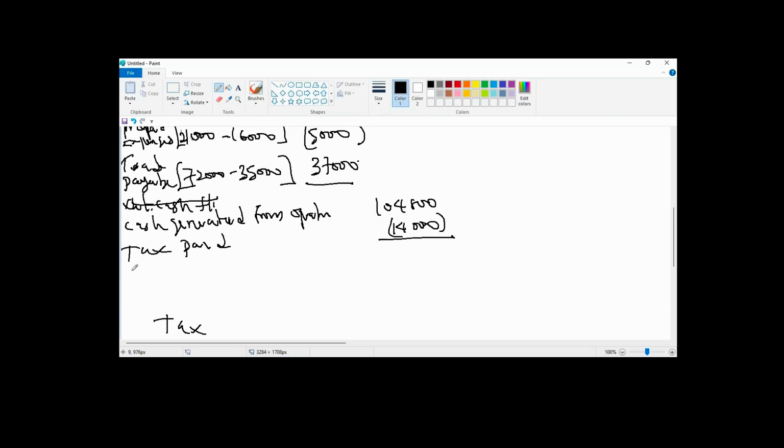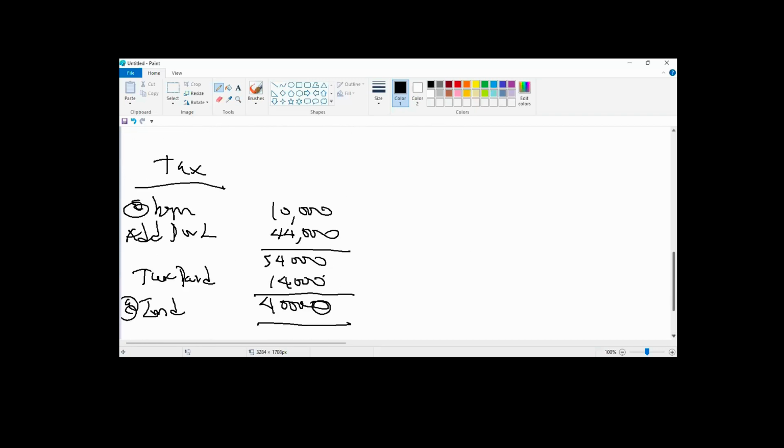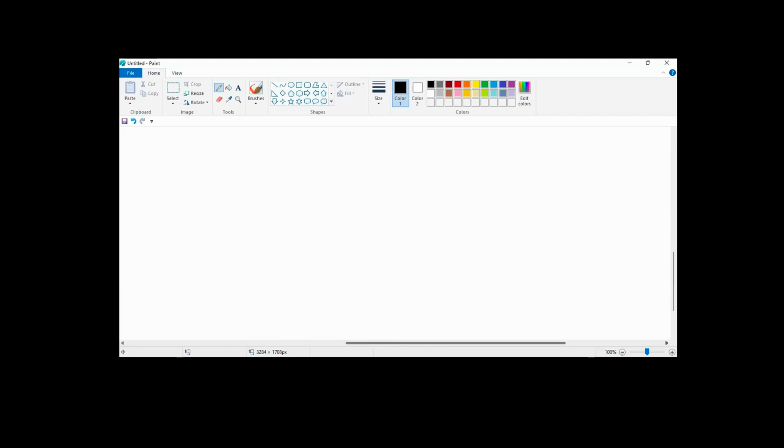This will give me net cash flow from operating activities. What does it give me? 9,800. Using the indirect method, we have 9,800. Let's use the direct method now. Don't forget, the direct method is just 4 items.